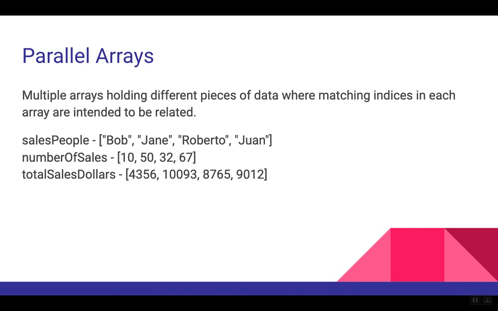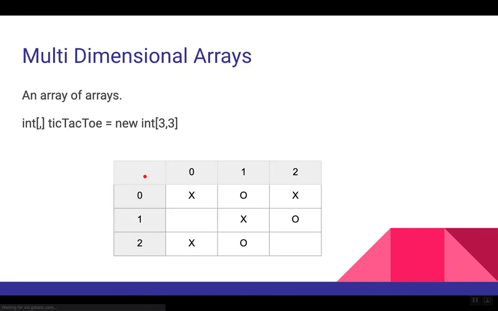Here's an example. Here's sales data. So here's the name of the salesperson. Here's how many sales they made. Here's the total sales dollars. Okay. So here we can say Roberto had 32 sales for $8,765. Bob had 10 sales for $4,356. Parallel arrays. Parallelism. Parallelism is a word. Parallelness, I don't think is a word. But it should be, because I used it in a very appropriate manner.